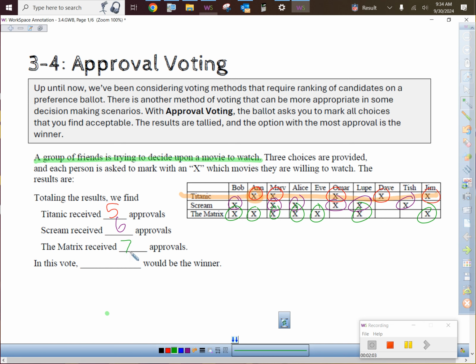Again, they're not voting for their favorite. They're just voting, I'm cool if we watch this movie or not. I approve of it. It doesn't rank any higher than the other. Who won according to the approval vote? The Matrix, which came out in 1999. The Matrix would be the winner. That's the approval vote. We'll see how we can strategize that a little bit later, but let's do another approval vote right here.